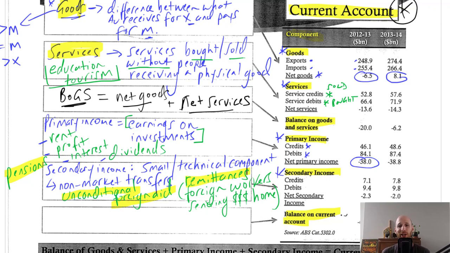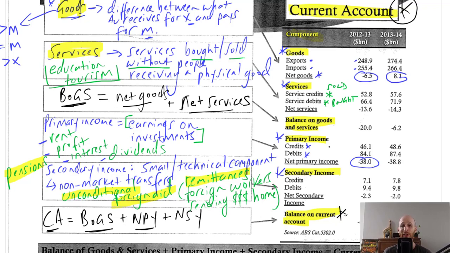So our final bit of the current account is we work out the balance overall. What is the value overall? So we can say this. The balance on the current account equals BOGS, the balance on goods and services, net goods and net services, plus net primary income, plus net secondary income. And that gives us the balance on the current account. Okay, so that's the basics of the components of the current account. You need to know what each of the components are, because when we start looking at transactions and relationships, we need to know where everything is going to go.